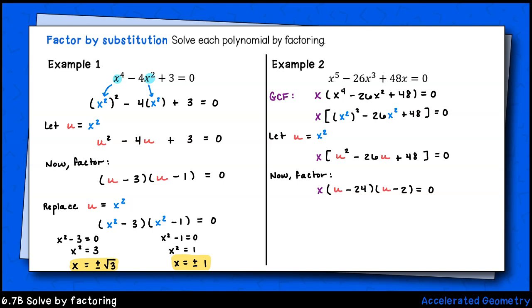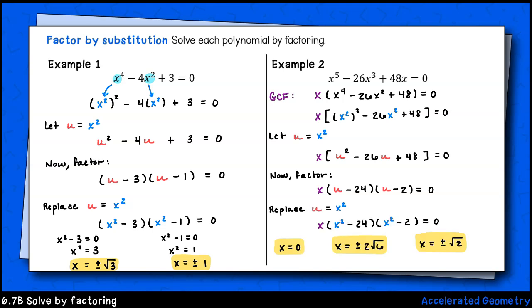We'll think of two factors whose product is 48 and whose sum is negative 26. So this will have to be negative 24 and negative 2. Go ahead and replace u with its actual value, which is x squared, and from here, you'll set each factor equal to 0 using that zero product property and solve for your values of x. Since this is a fifth degree polynomial, we expect to find 5 roots, and that's exactly what we have. 0, positive and negative 2 times the square root of 6, and positive and negative square root of 2.